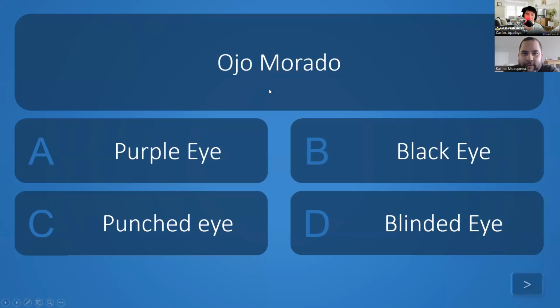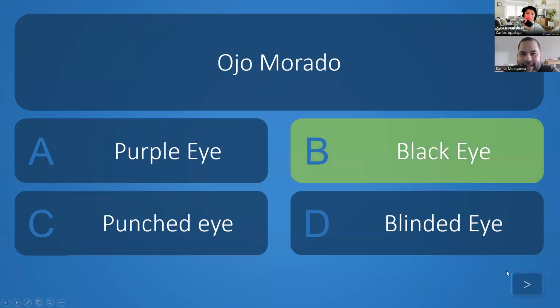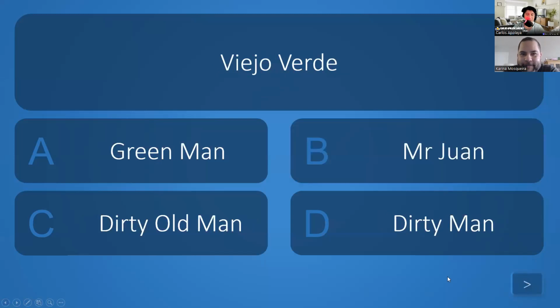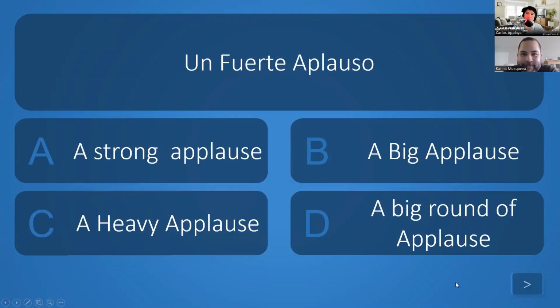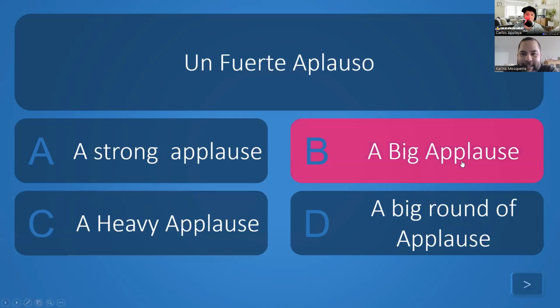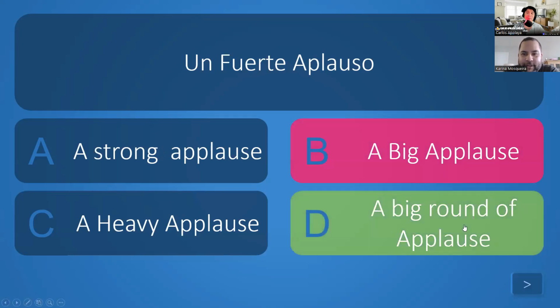How do you say ojo morado in English? Black eye. How do you say viejo verde in English? Dirty old man. How do you say un fuerte aplauso? A big applause. When you say please give un fuerte aplauso, a big round of applause.